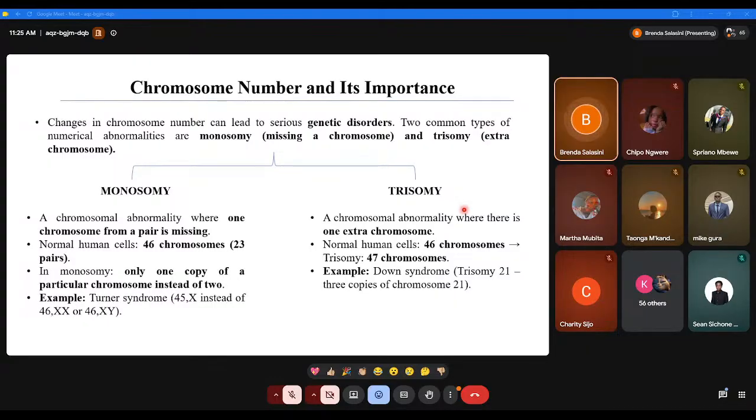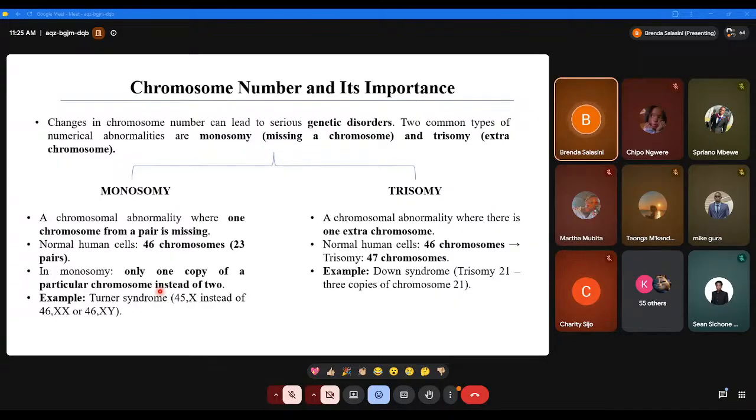And of course, when this happens, either you get more or you have less, you always have a condition that is referred to as genetic disorders. In monosomy, where you have got less the number of chromosomes, an example is Turner's syndrome. Turner's syndrome, most of the time, affects females because it's due to a lack of an X chromosome. It's a genetic condition that falls under monosomy because you have one less chromosome.